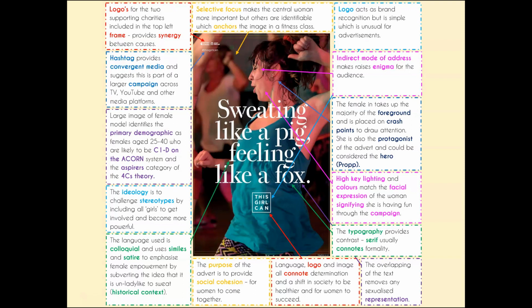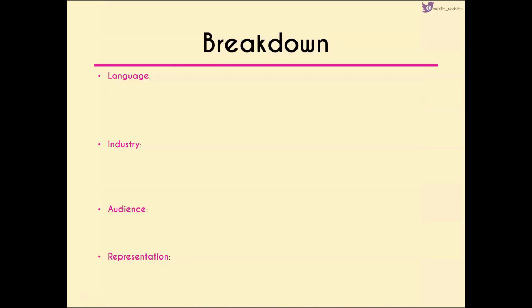Now finally, we've got the hashtag, which we've got underneath those two logos for the charities in the top corner. This gives us some convergent media. So we've got media being used across different platforms, suggesting that this is part of a larger campaign, and it also allows us to get in touch and be part of the conversation as well.